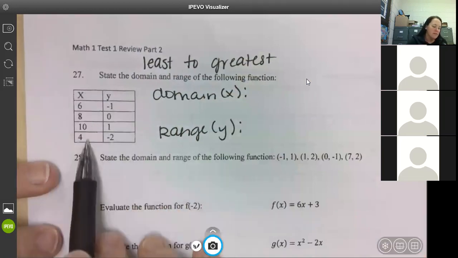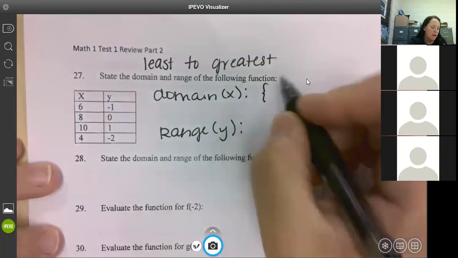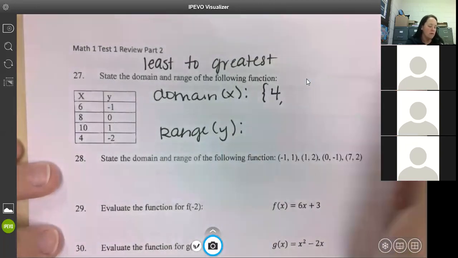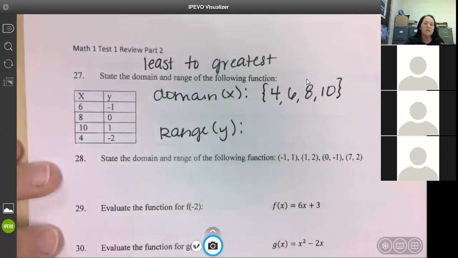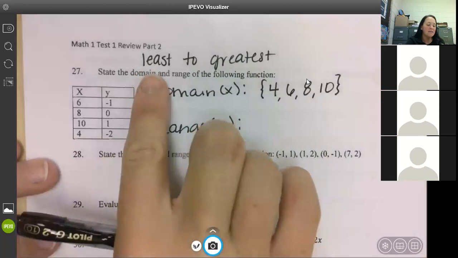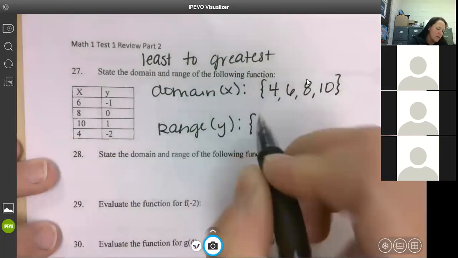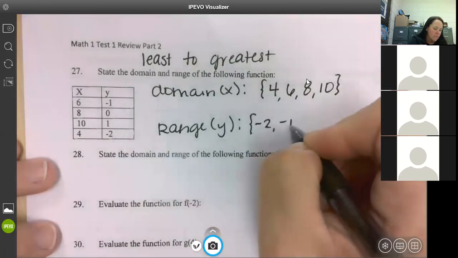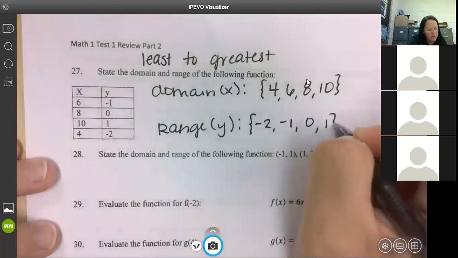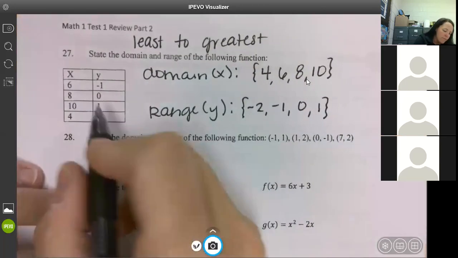Okay. What is your domain? Look at your x's. What's your smallest x? 4. And then keep going. 4, 6, 6, 8, 10. Perfect. And again, that's all you need to do, but it has to be least to greatest. What's your range? Your least y. -2, -1, 0, 1. Perfect. That's it. So that's domain and range from a table.